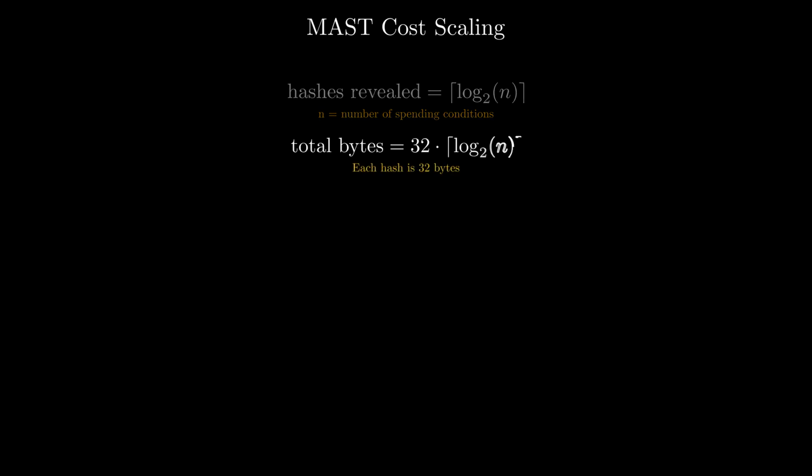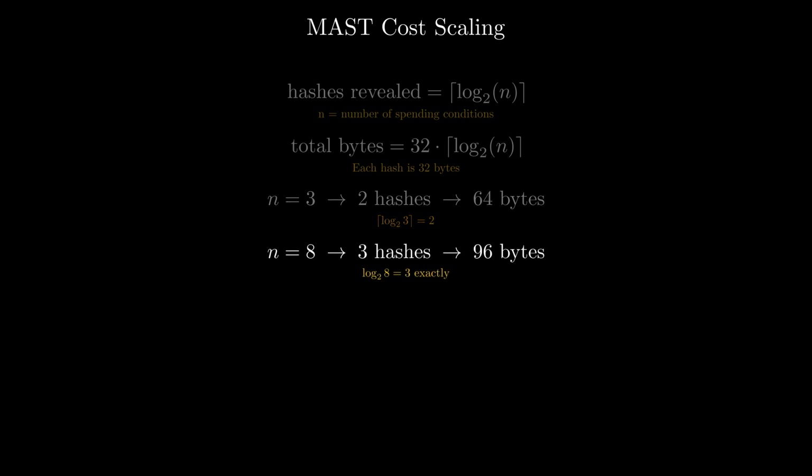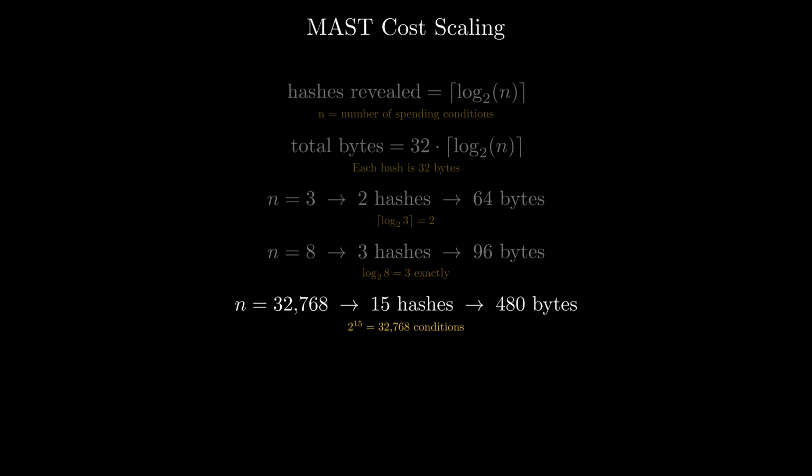The cost scaling is the punchline. The number of hashes you reveal equals the ceiling of log base 2 of n, where n is your number of spending conditions. 3 conditions need 2 hashes, which is 64 bytes. 8 conditions need 3 hashes, 96 bytes. 15 hashes, just 480 bytes.